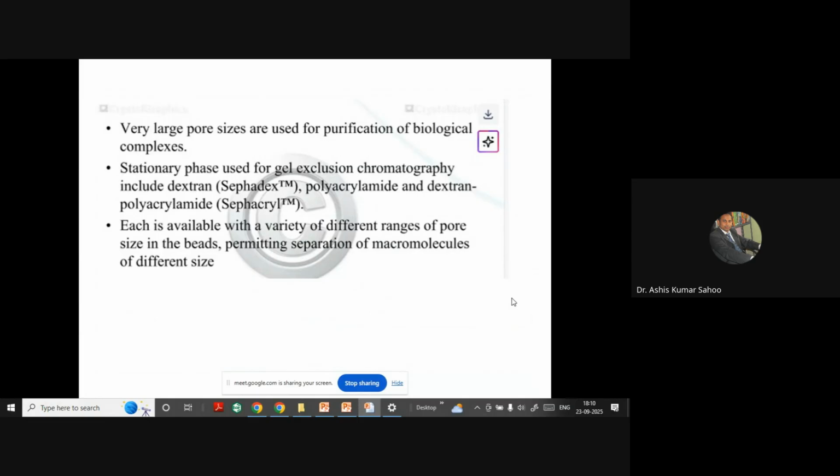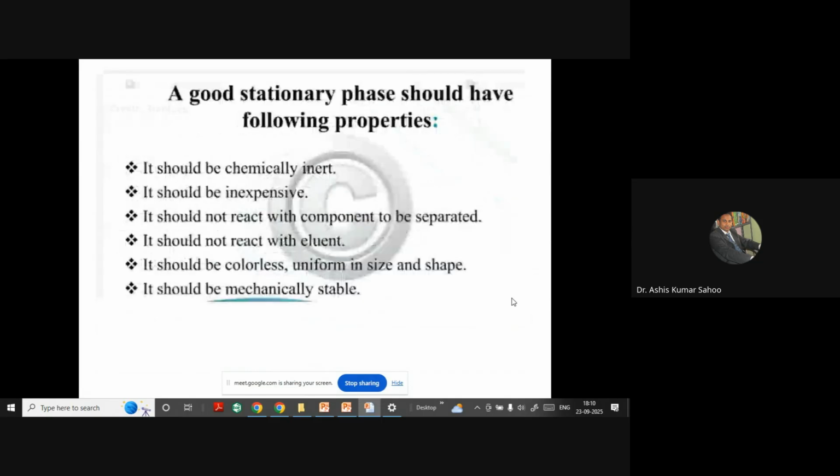Stationary phases used for gel exclusion chromatography include dextran, polyacrylamide, etc. Each is available with a variety of different ranges of pore size in the beads. So listen, a good stationary phase should have the following properties. It should be chemically inert. It should be inexpensive. It should not react with the components to be separated. It should be colorless, uniform in size and shape. It should be mechanically stable. So these are the good properties.